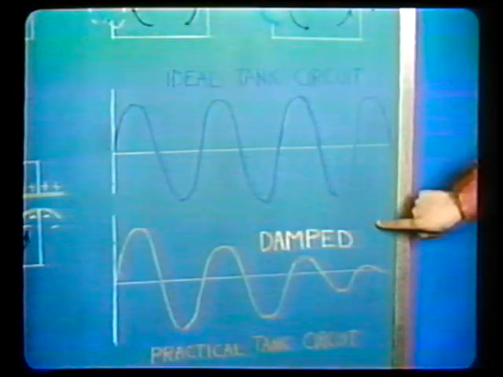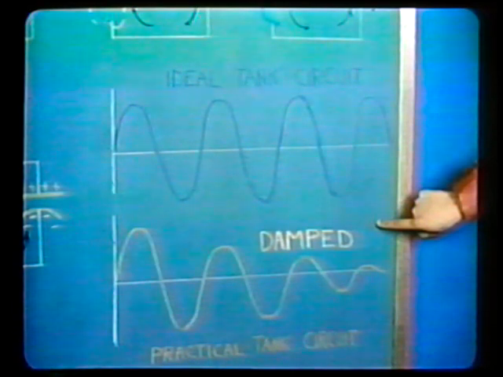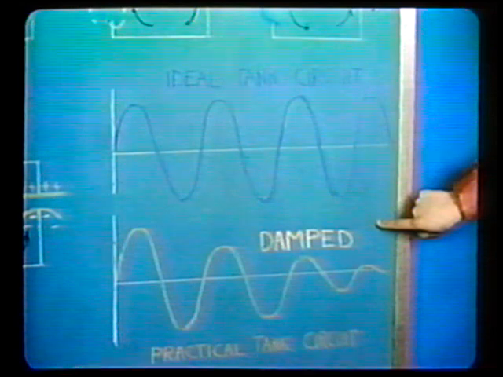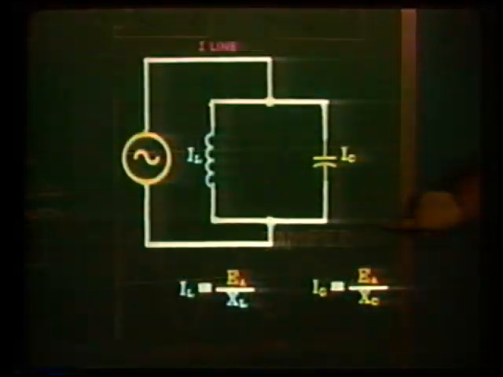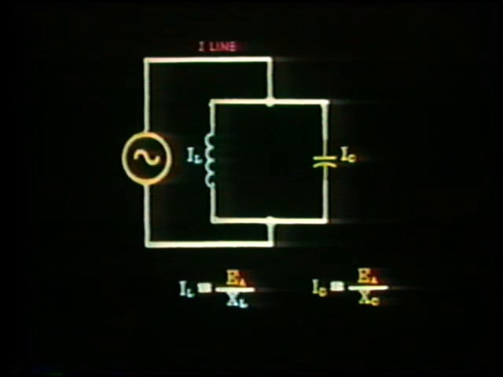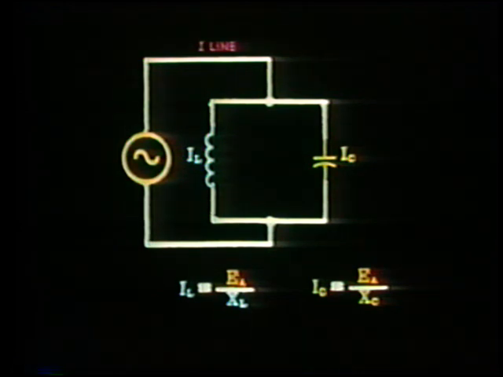However, since all circuits have some resistance, the circulating current gradually diminishes as the energy dissipates in the resistance in the form of heat. This causes the sine wave current to be damped or gradually diminished in a practical tank circuit. When an AC voltage is applied to an ideal parallel LC circuit, the currents in the inductive and capacitive branches depend on the applied voltage and the value of reactance in each branch.